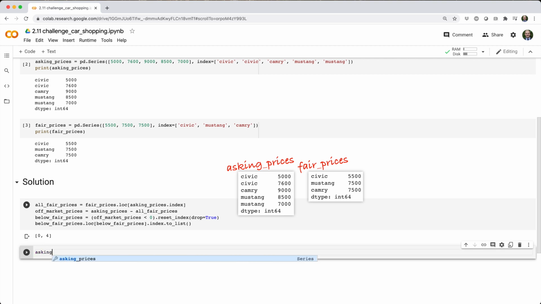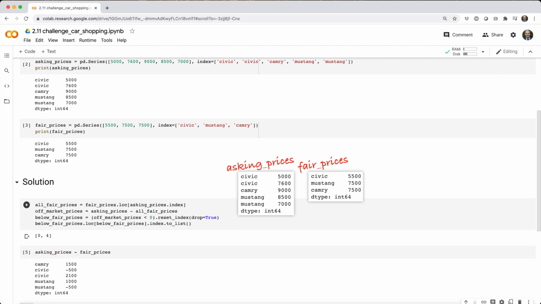So if we do asking prices minus fair prices, it actually uses the index labels to subtract the correct fair prices from each asking price. The problem with this is that the resulting series gets reordered by the index in alphabetical order, so we have to take another approach. My strategy here is basically, for each asking price, get the corresponding fair price.